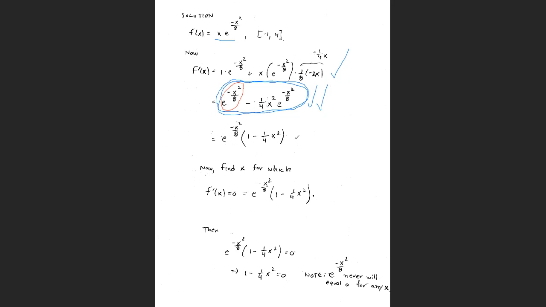So let me factor that term and write the first derivative this way. All right. Now this way of writing the first derivative is going to yield us fruit. Okay, it's going to yield us fruit. Because now I can find the x for which the first derivative equals 0. I can do that.